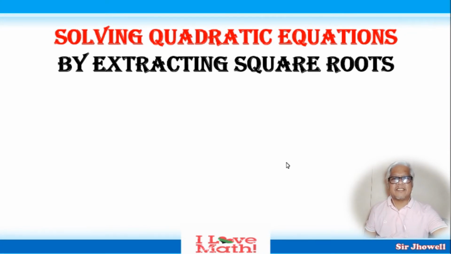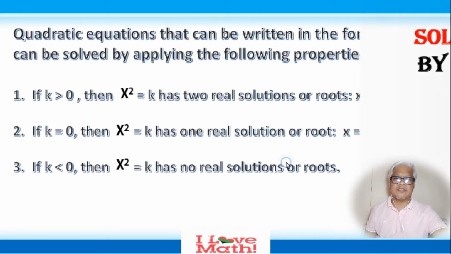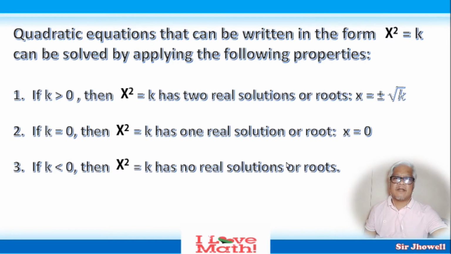Our topic is about solving quadratic equations, specifically by extracting square roots. Quadratic equations that can be written in the form x squared equals k can be solved by applying the following properties. Number 1, if k is greater than 0, then x squared equals k has two real solutions or roots. That is, x equals plus minus the square root of k.